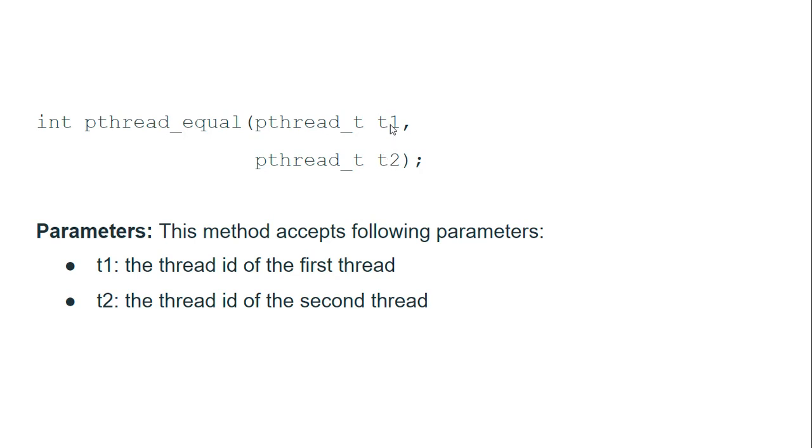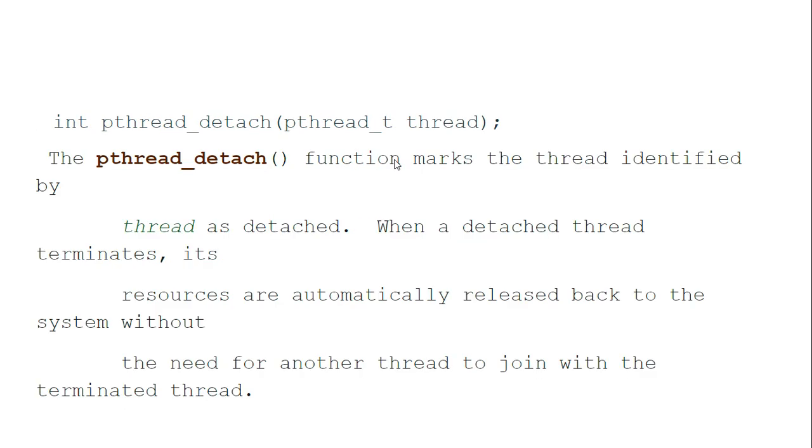You have to pass the thread IDs here to check whether the two threads are equal or not. So another function is called pthread_detach. This pthread_detach function is basically used for resource usage.